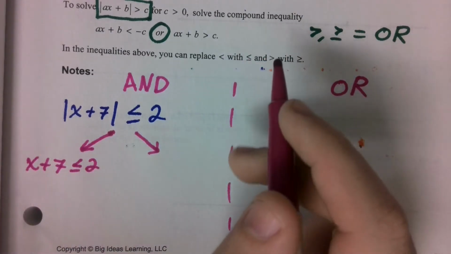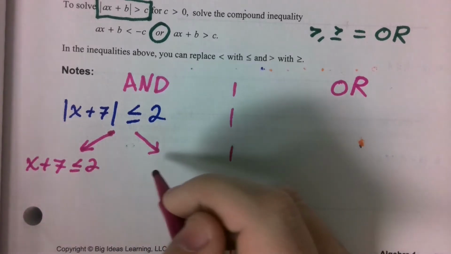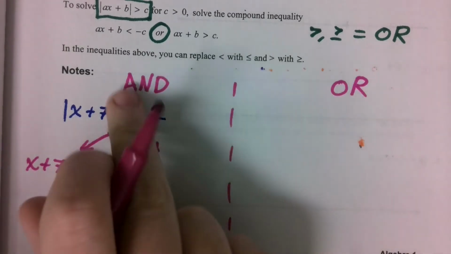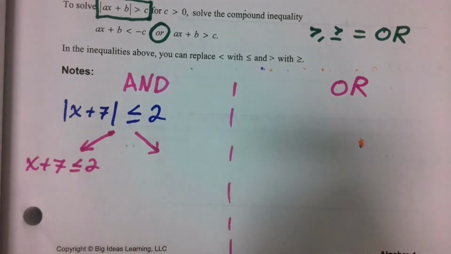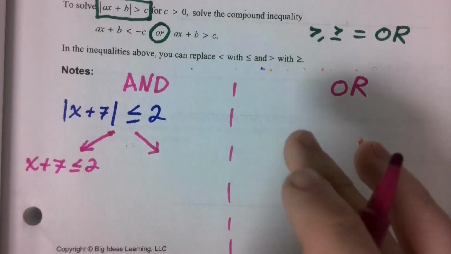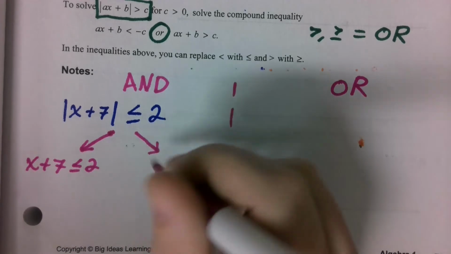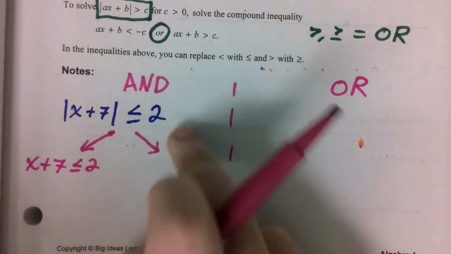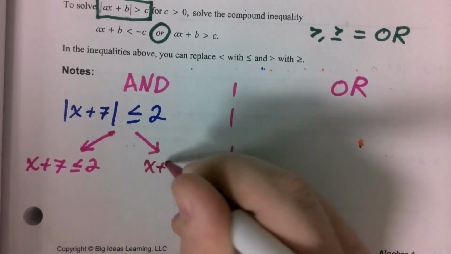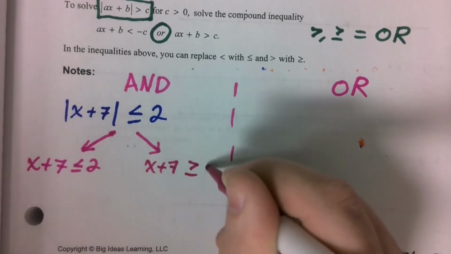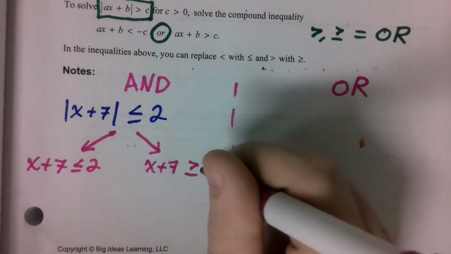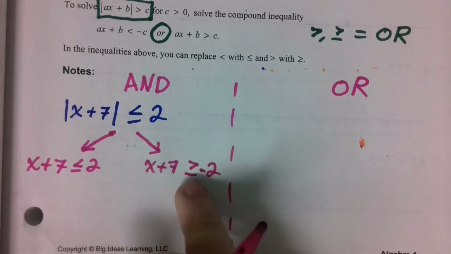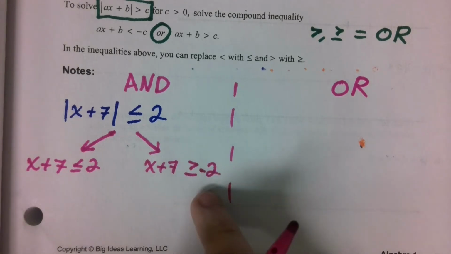The difference is in addition to making our right side negative, we also want to flip our inequality symbol. Just like when we multiply or divide by a negative, we're really multiplying the entire right side by a negative number, so we have to flip our inequality symbol. Instead of having the absolute value of x plus 7 less than or equal to 2, it's going to be x plus 7 is greater than or equal to negative 2. We flipped our symbol and we made the right side negative to do that.